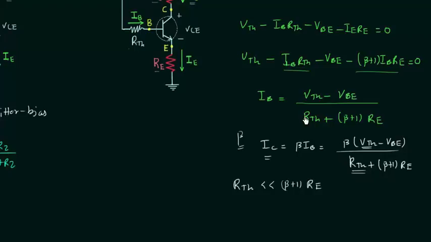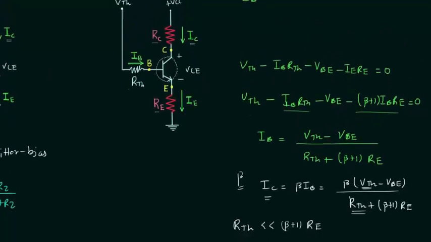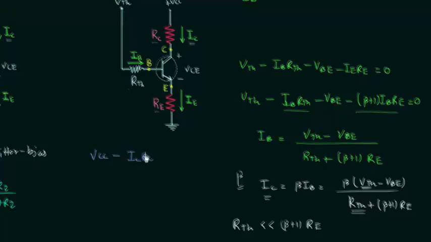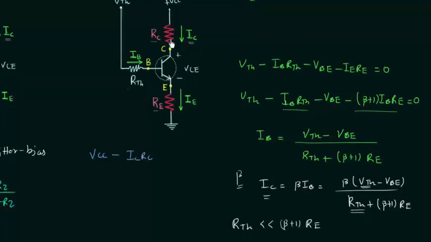The next thing is the calculation of voltage VCE, and for this I will apply Kirchhoff's voltage law in the output loop. So we have VCC minus ICRC, because ICRC is the drop across resistance RC. Then we have minus VCE minus IERE, drop across the emitter resistance, equal to 0. So this is the equation, and by using this equation we will calculate the voltage VCE.